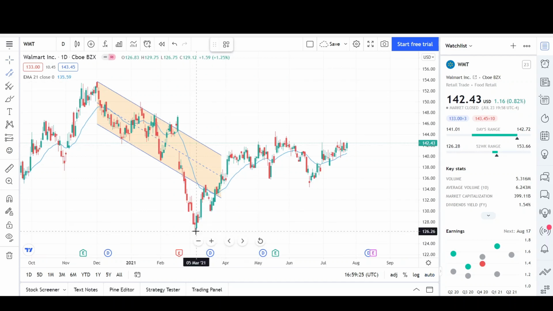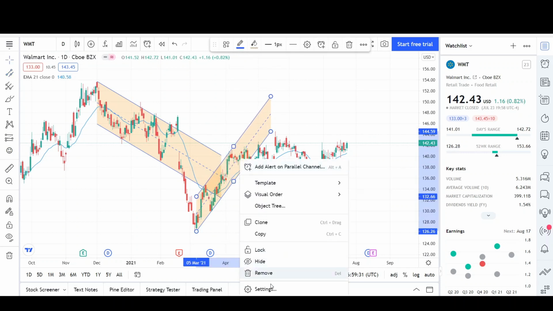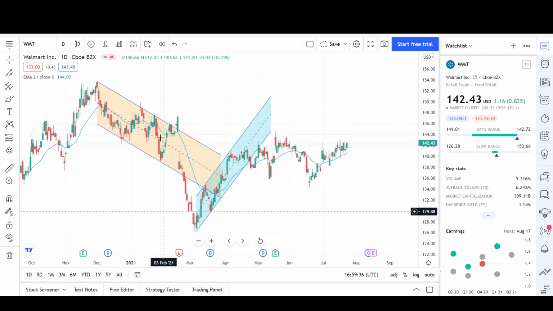right here from this low. And if I were to draw it up, we got this uptrend. I'm going to change the color so it differentiates itself from the downtrend. Let's make it blue. And as you can see here in that down move, there was a gap right here.